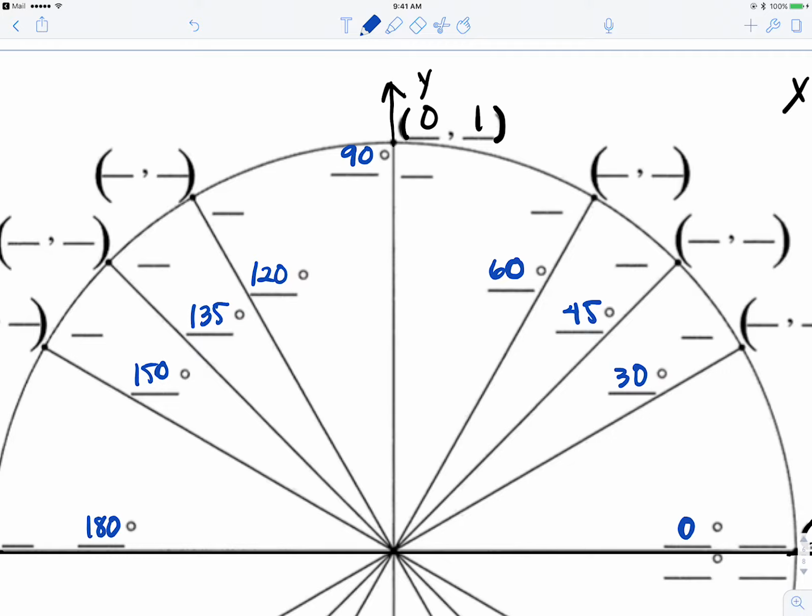And any of you that do dance or sports, I think there's a lot of different places that you would talk about a 180-degree turn, right? That would be a half turn. And you can see we've rotated half the circle.